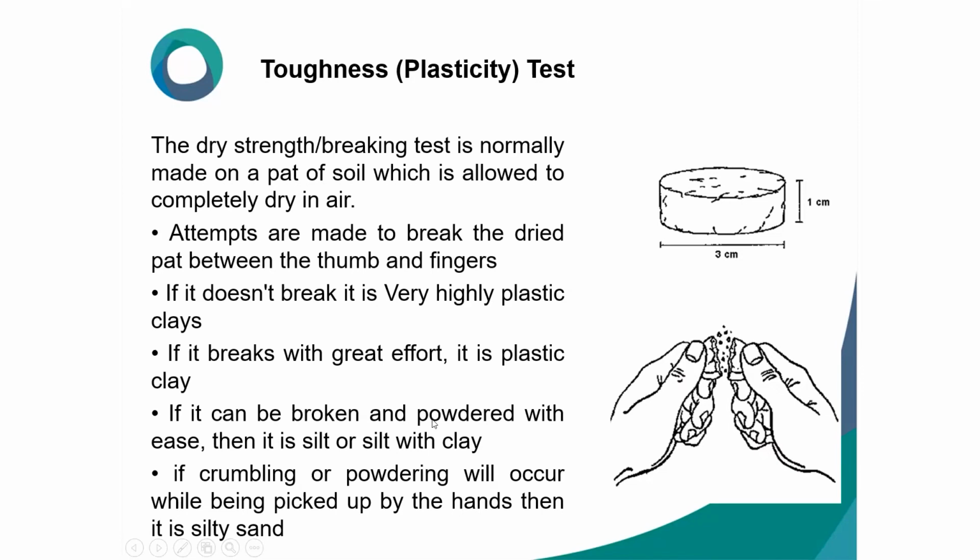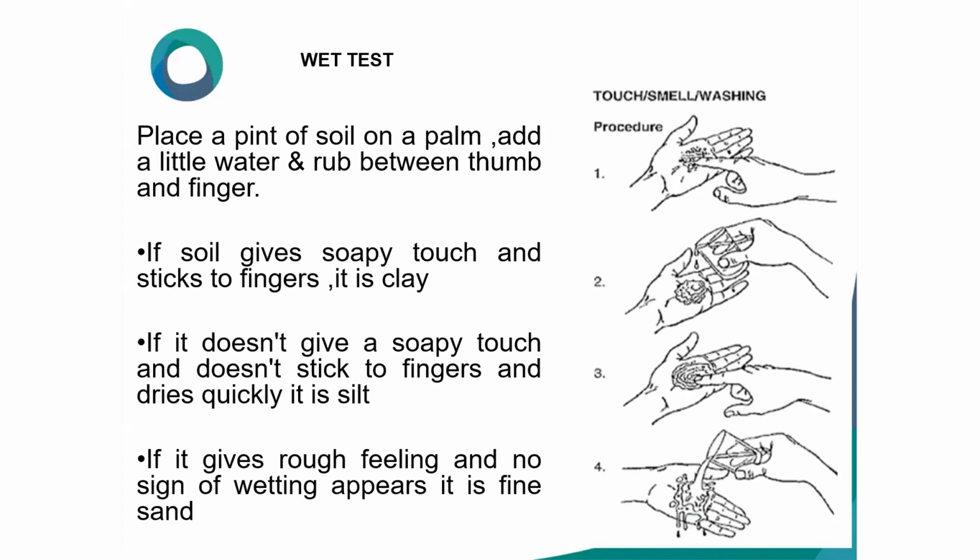If it can be broken and powdered easily, then it is silt or silt with clay. If crumbling or powdering occurs while being picked up, then it is silty sand. So these are a few tests you should always keep in mind. Whenever you go to the field, you will be able to identify the soil. That will give you more confidence.